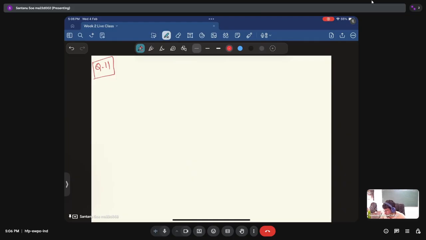So now we're going to go to the next question, which is question number 11. This is a question that was asked in IIT JAM 2025. It was a 2 marks MSQ question, and the question is given like this.